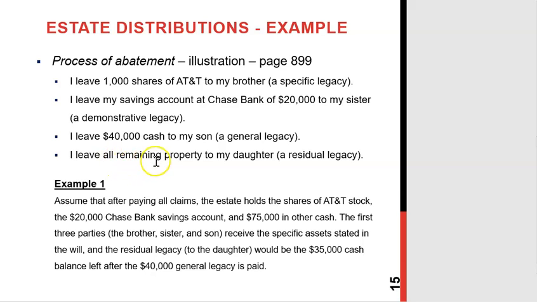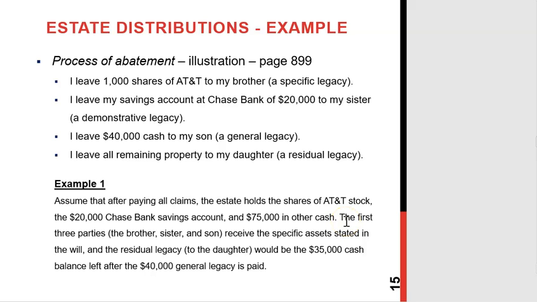And then all remaining property will go to my daughter. That means the daughter will get the residual legacy. Now let's see what happened. So first we will pay all administrative expenses, medical bills, all claims, and debts related to the property, and after meeting all these obligations and claims, we have to follow the payment procedures. And after paying all claims, we found that the estate holds the AT&T stocks, and the estate also does have the 20,000 Chase Bank savings account and 75,000 in other cash.